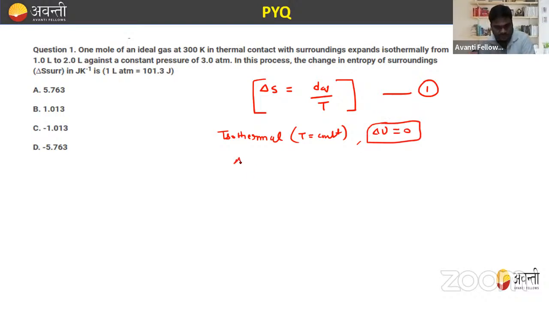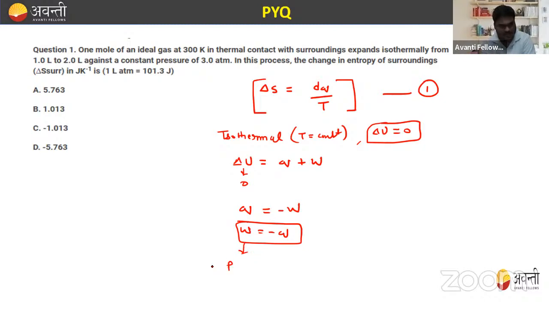Now, we know that delta U is equal to Q plus W. Okay. So if delta U is equal to 0, right? Delta U is equal to 0. Then Q is equal to minus W, or we say W is equal to minus Q. We can write anything, right? W is equal to minus Q. How will you calculate the work done in case of constant pressure? We know that it is equal to minus P external into V2 minus V1. This is how we can calculate the work done, right? This is the formula for work done: minus P into delta V.